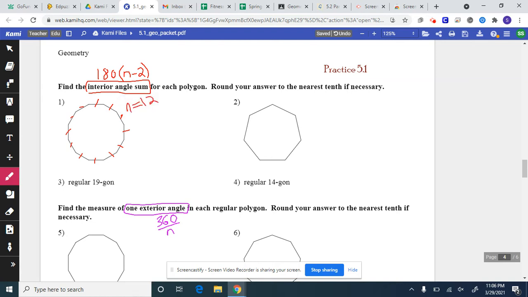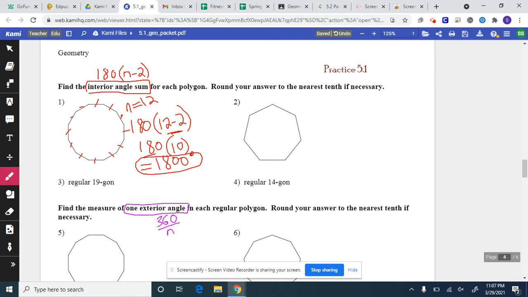So I'm just going to take 12 and plug it into the formula. So 180 times n minus 2, and n is 12 now, so it's 12 minus 2. I do the parentheses first, so 12 minus 2 is 10, so 180 times 10 is going to equal 1800 degrees. So that's my answer for number 1.